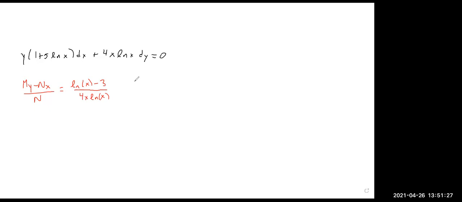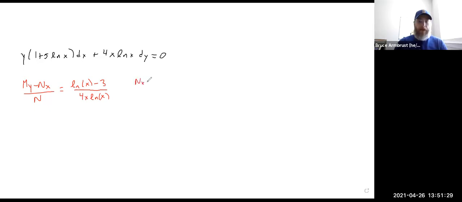Yeah, we're good. Okay, so then N x minus M y, well, that should be 3 minus natural log of x, but now divided by 1 plus 5 natural log of x. So again, I'm looking for a confirmation. Is that right?